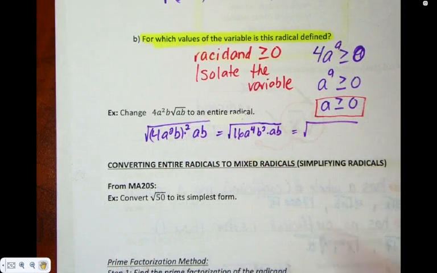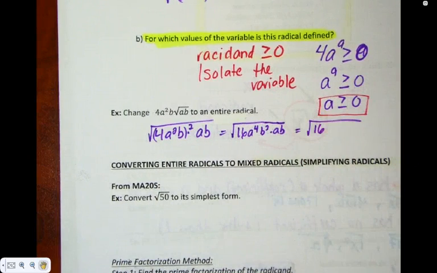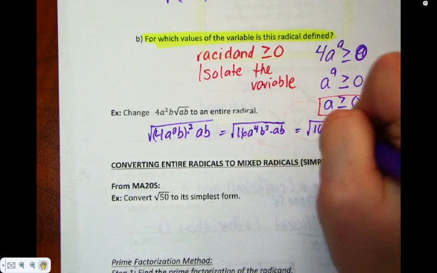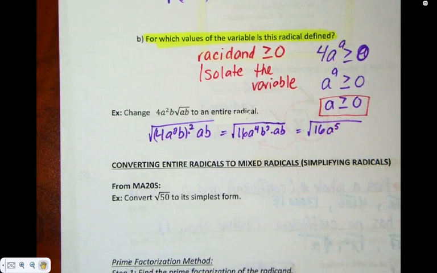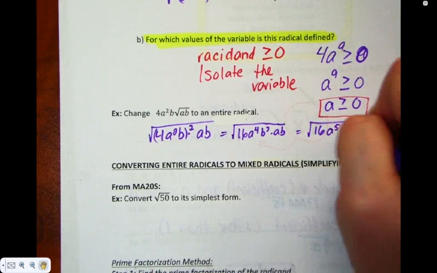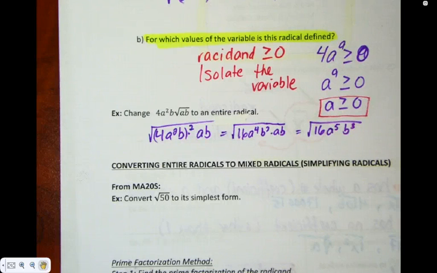Now I'm just going to simplify it. 16 is the only number I have. How many a's do we have? So if I have 4 and then 1 at the very end, how many a's? A to the 5. And then I got a b squared, and another b is going to give us b cubed. There's changing to an entire radical. Square root of 16 a to the 5 b cubed. Why? That will come tomorrow. We're just practicing the how today.